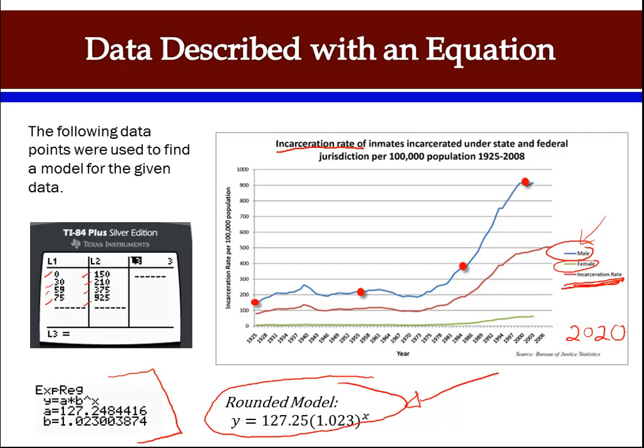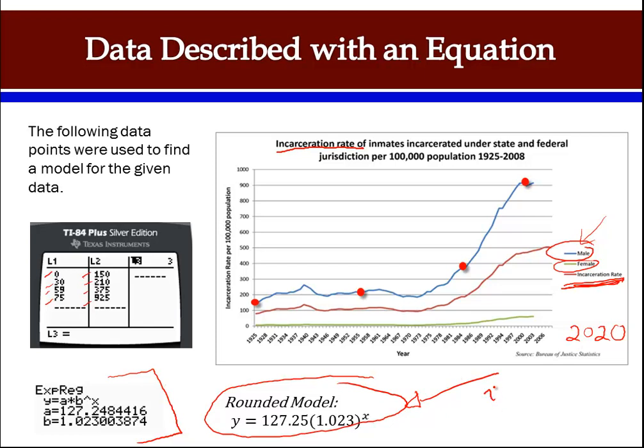Things get worse, things get better. Money's available, money's not available. Populations change. All kinds of things happen that could cause this trend line or these trends to change. But based on what we know now, what can we predict about the future? And this is a model that would help us to make that prediction.